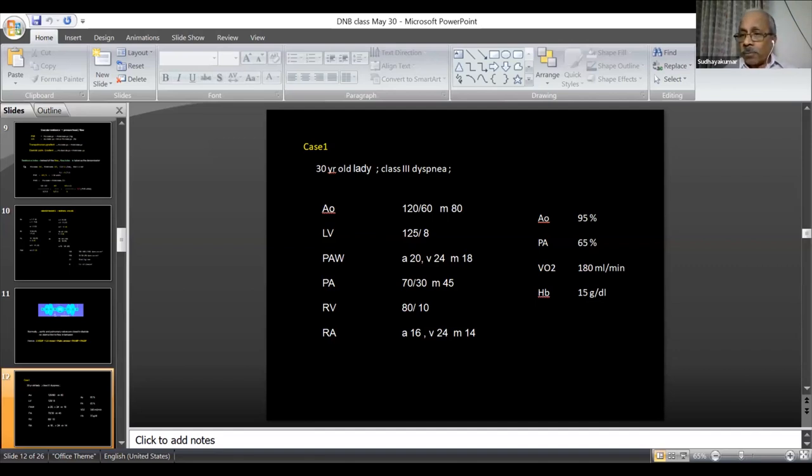Can you see my arrows moving? Can you see my pointers moving? Yes, sir. Okay, fine.